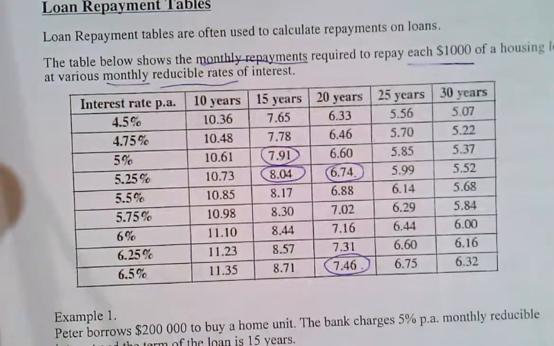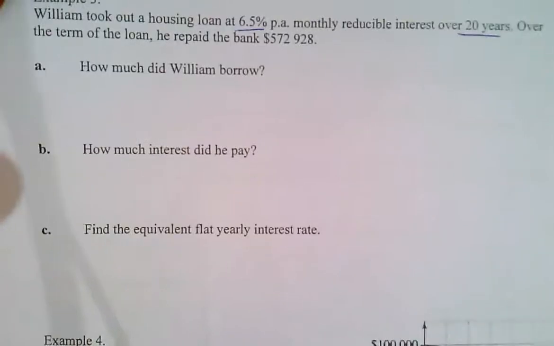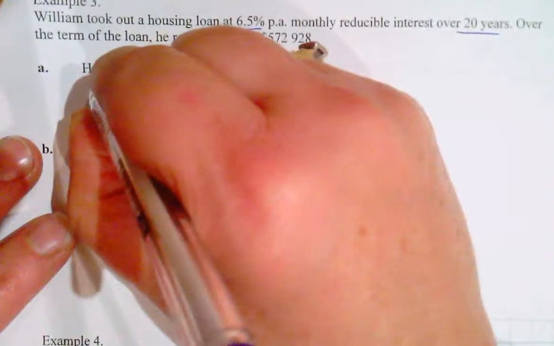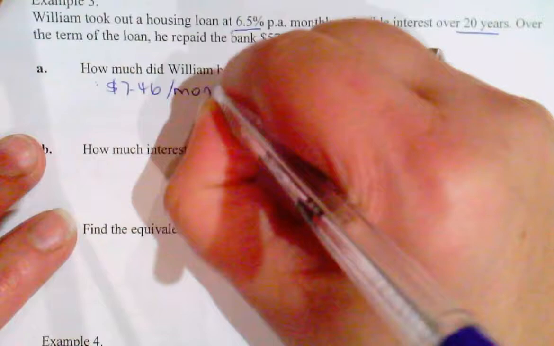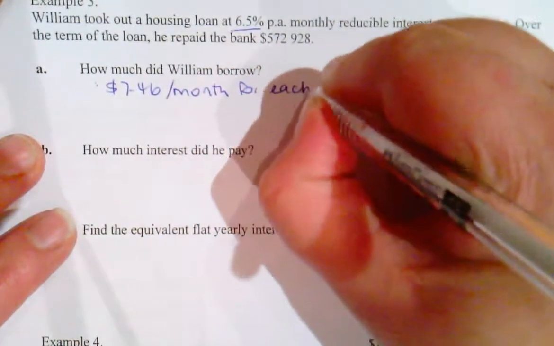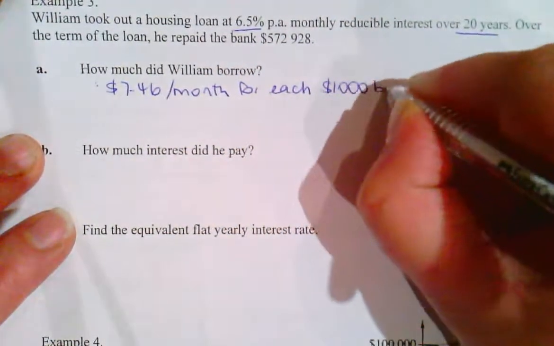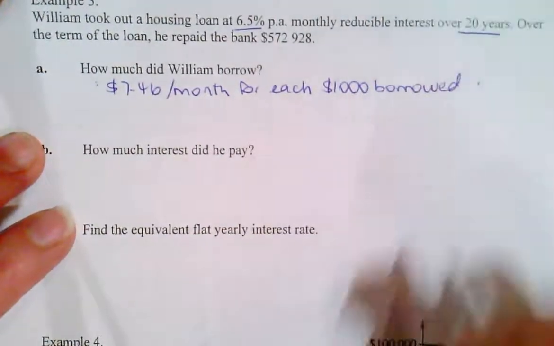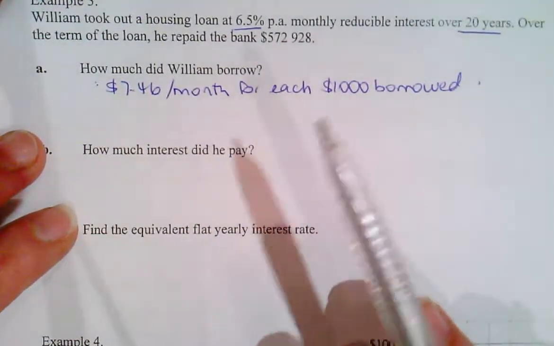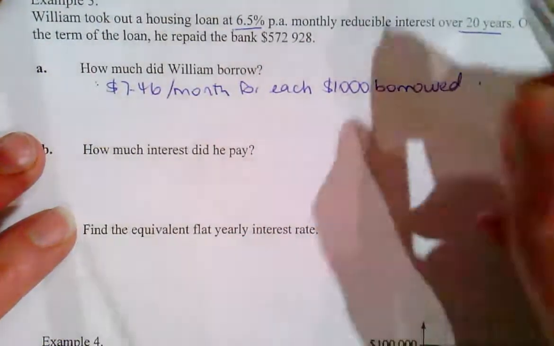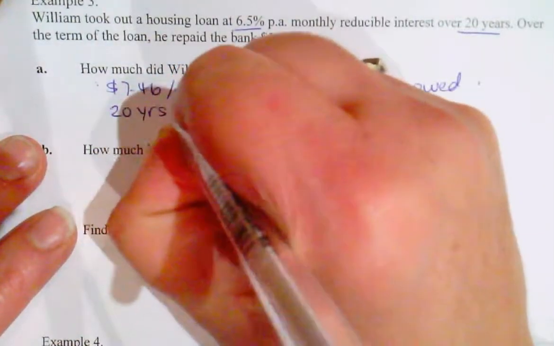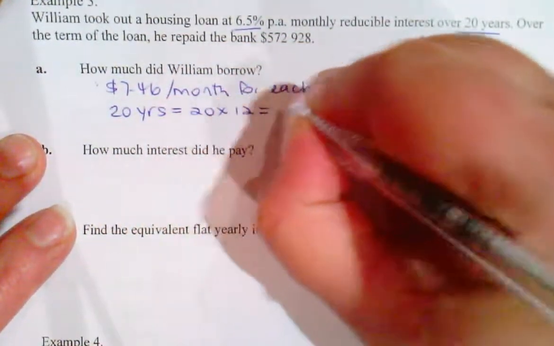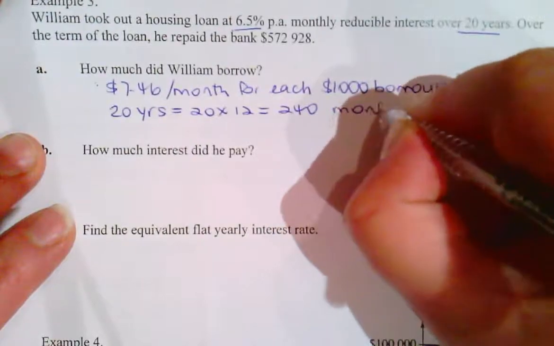$7.46 is the monthly repayment for each $1,000 borrowed. So repayments are $7.46 per month for each $1,000 borrowed. But because this loan's being paid over 20 years, let's see how many months there are in 20 years. So 20 years equals 20 times 12, which is 240 months.